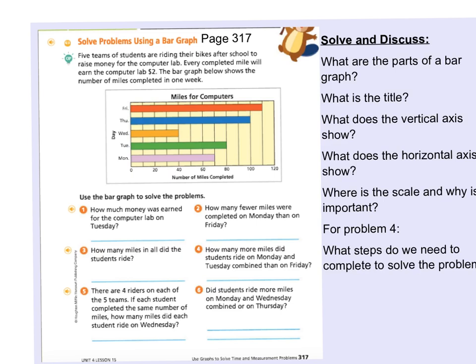So the parts of the graph, you have the title, so miles for computers. On what would be the vertical axis going up and down, you have the days of the week, so Monday, Tuesday, Wednesday, Thursday, Friday. On the horizontal axis, you have the number of miles completed, and then down here it says what is the scale. So when I look at the scale, it's actually counting by tens, but every number that's listed is by 20s.